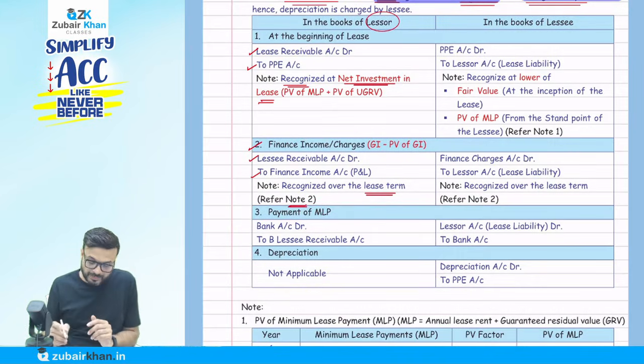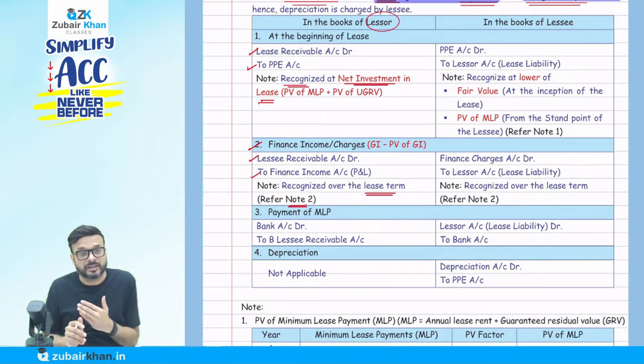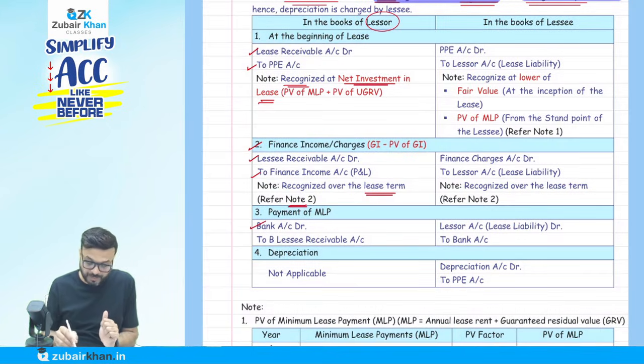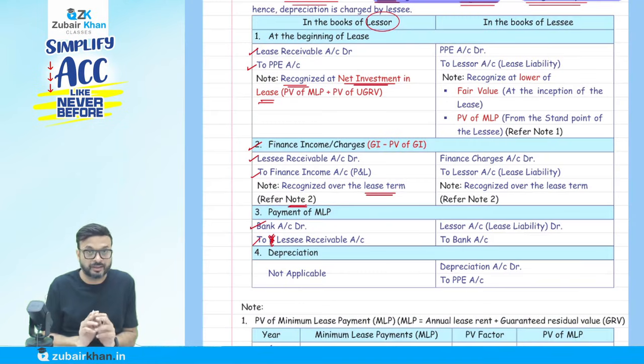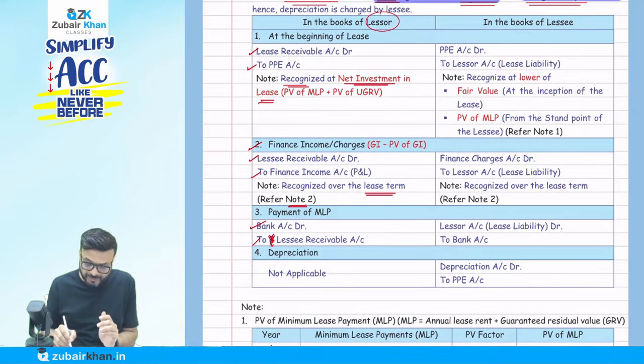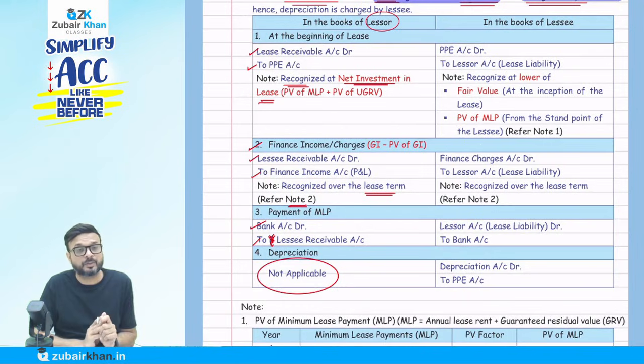First, we de-recognize the asset from the books of account. Second, we recognize the interest income. Then we receive the amount from the lessee, and we have to pass the entry: cash or bank account should be debited and lease receivable will be credited. You got the point? There is no depreciation here. Why is there no depreciation in the books of the lessor? Because you have already removed the asset from their books of account.